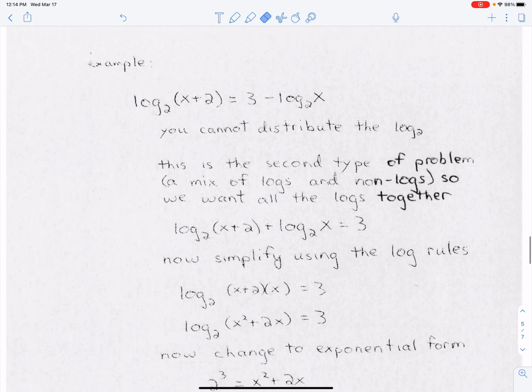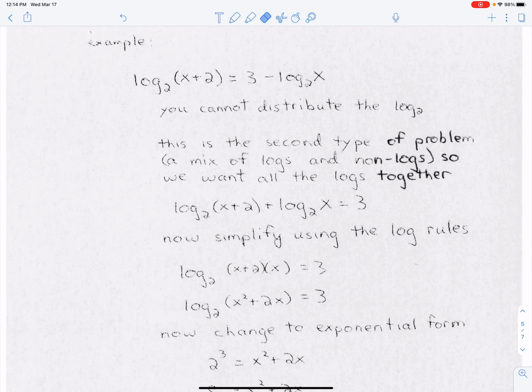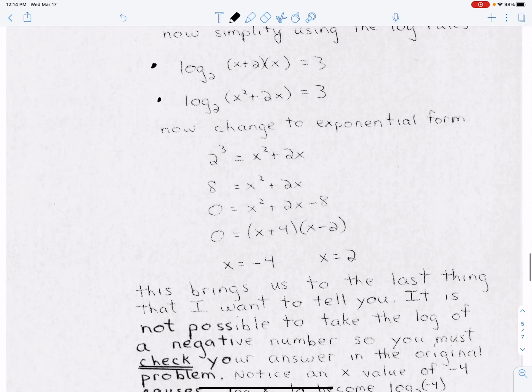So here, again, you can't distribute the word log. So this is the second type of problem. We get all the logs on one side and all the non-logs on the other side. That's what we're doing right here. Then we'll simplify using the log rules. And now we'll change to exponential form, solve it.